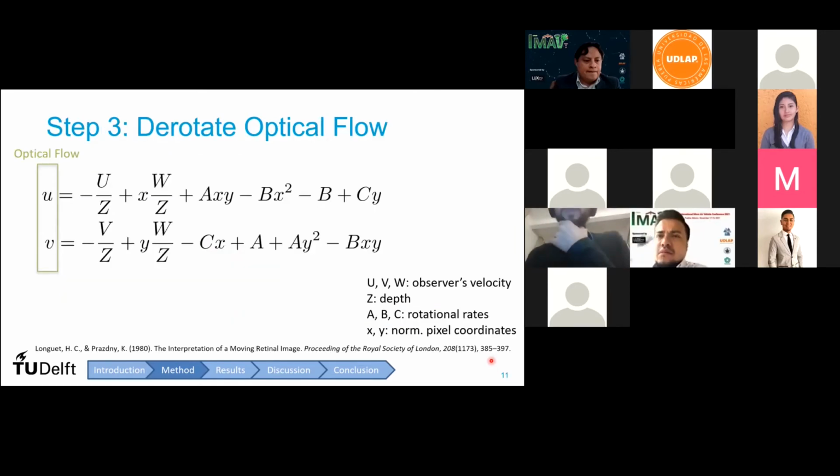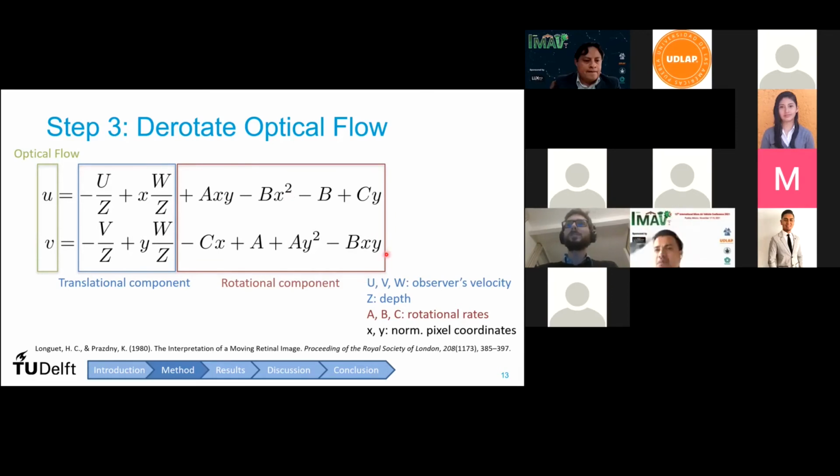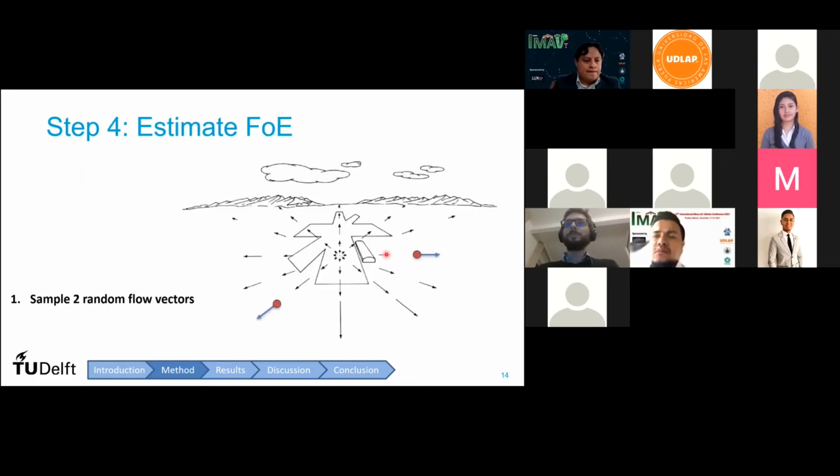So now, derotation of the optical flow. Here we have the optical flow equations. Small u and v is the flow in pixels. And then these large letters U, V, and W are translational velocities of the observer. And those form a translational component of the flow. And that's what we're interested in. But A, B, and C are the rotations. And the flow also has this rotational component, but we want to get rid of that. And that is why we make use of the gyros of the drone to derotate the optical flow. Now, when this is done, then we're left with the translational flow, what we want.